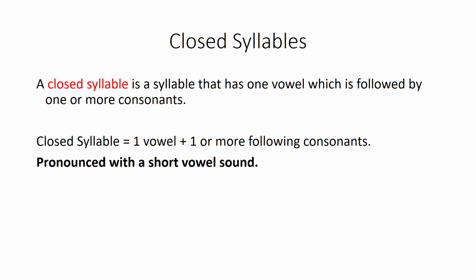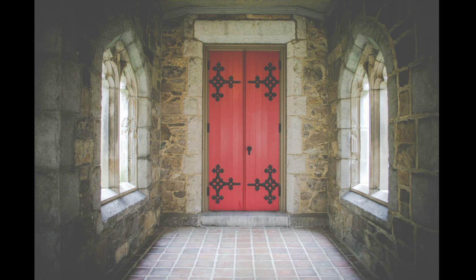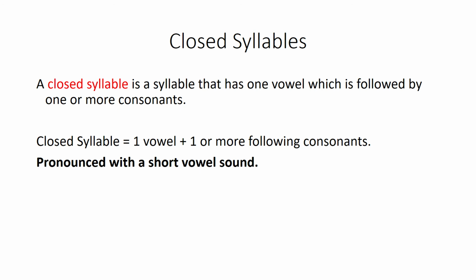An easy way to remember this is like having a closed door. If you have a closed door and you look at it, you see a very short distance, just to the door. So just like having a closed door, a closed syllable has a short vowel sound. Just like if you look at a door, you see a short distance.